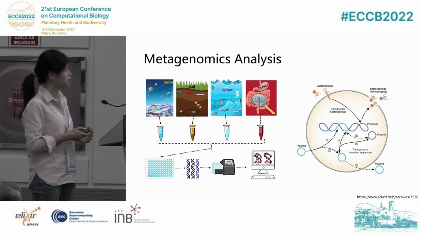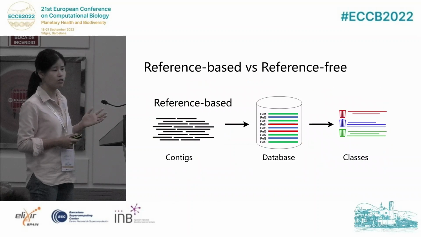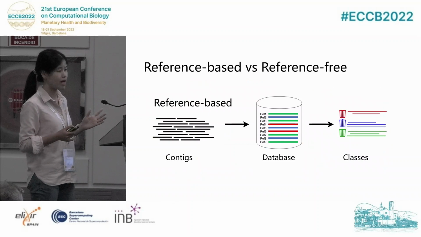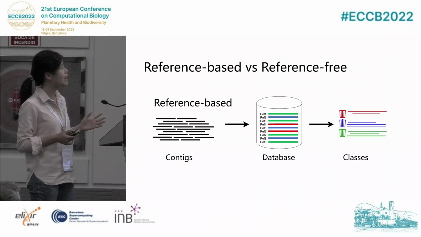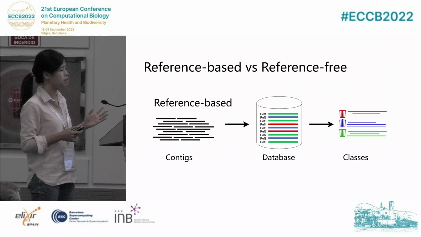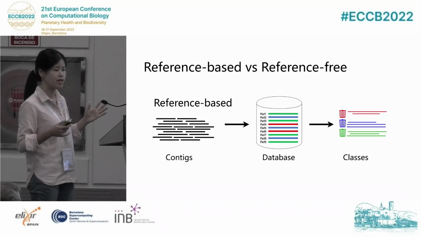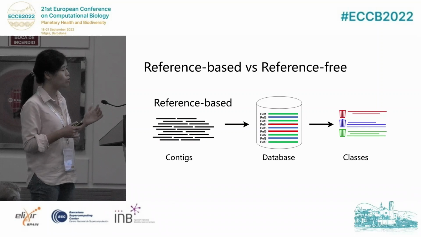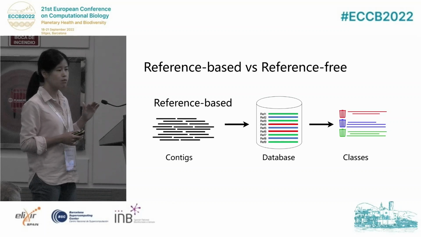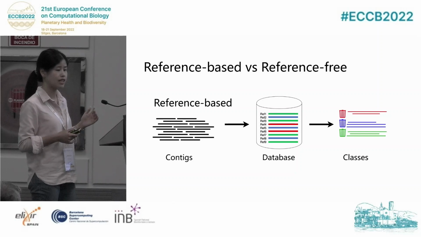and introduce what's new in our algorithm. Existing classifiers can be divided into two main categories: reference-based or reference-free. Reference-based methods map the contigs to a known reference database, and then they determine which genome each contig came from based on its similarity to the reference database. Those classifiers usually have high precision but very low recall because the reference database is incomplete. Additionally, those classifiers are time and resource intensive as the data set increases.